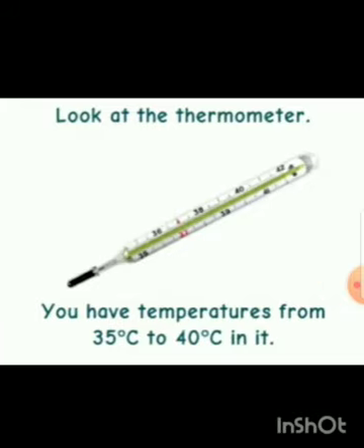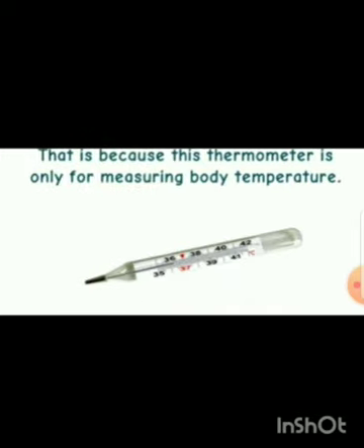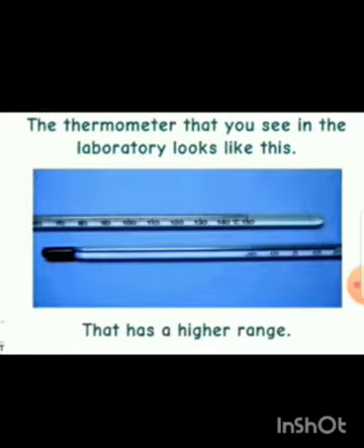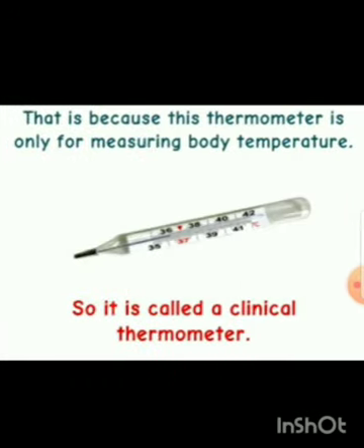Look at the thermometer. You have temperatures from 35 degrees Celsius to 40 degrees Celsius in it. That is because this thermometer is only for measuring body temperature. The thermometer that you see in the laboratory looks like this. That is a higher range. So the body thermometer is called a clinical thermometer. So what is this called? It is known as a clinical thermometer.